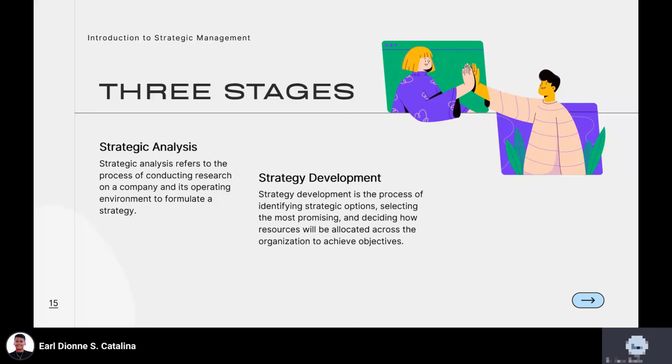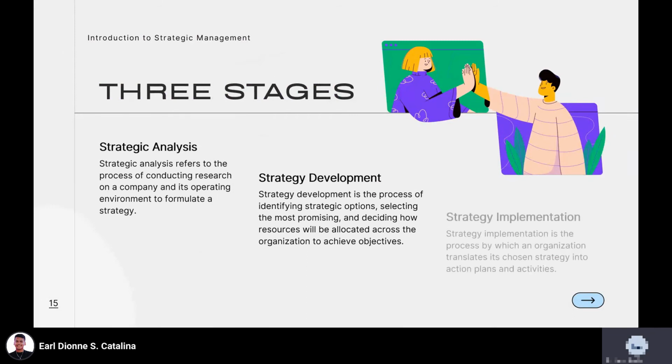Another very important step is the strategy development, which includes the organization's strategy for target orientation, definition of strategic alternatives for the preparation of solutions, evaluation, and final selection of strategic decisions. Strategy development is the process of identifying strategic options, selecting the most promising, and deciding how resources will be allocated across the organization to achieve objectives. The organization undergoes a planning stage where the company proposes strategic alternatives. In simple terms, strategy development is where the organization comes up with strategic alternatives or options and selects the most promising that will lead the organization in the direction of reaching their goal.